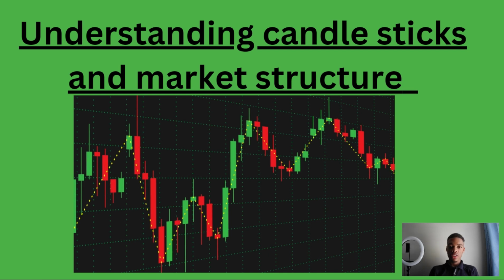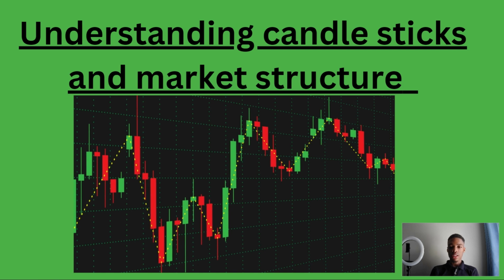Alright guys, so in today's video we'll be covering understanding candlesticks and market structure. Now as we previously stated in our Forex guide, we have identified the definition of Forex, that is anticipating the strength of one currency against the next. Now we do this by analyzing what we call candlesticks and market structure.